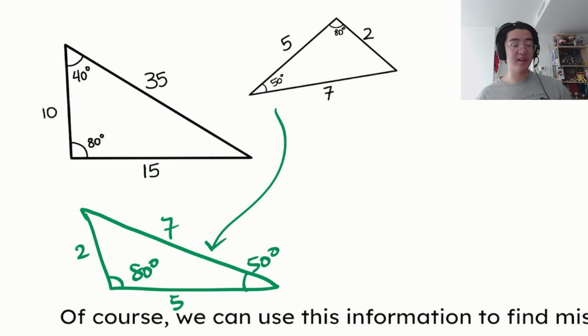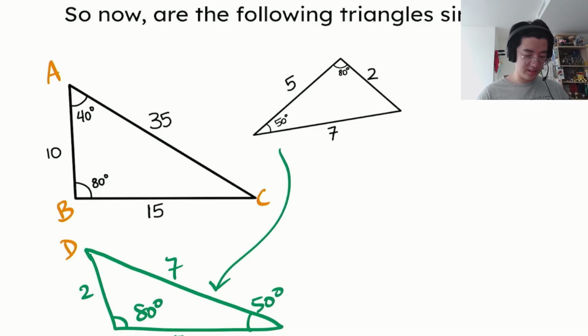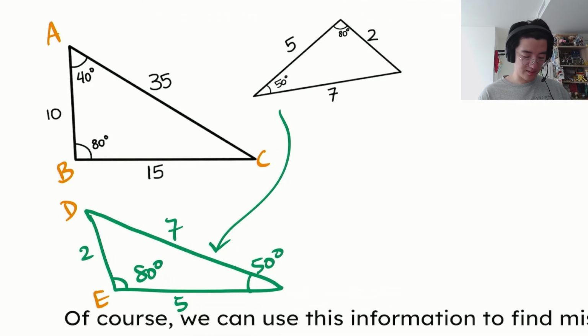From here, let's give them some names. This is corner A, B, C, and then this is corner D, E, F. We give them names so then we can refer to the lines easier. Okay, so first step, let's check if all the lines are proportional.